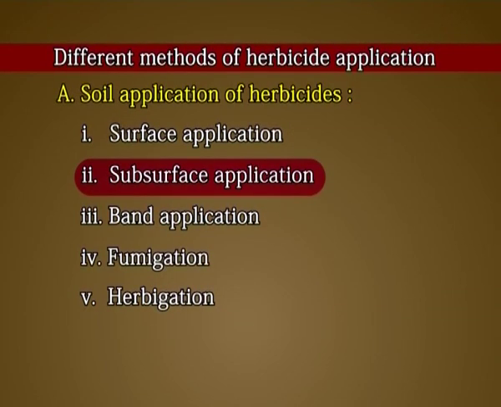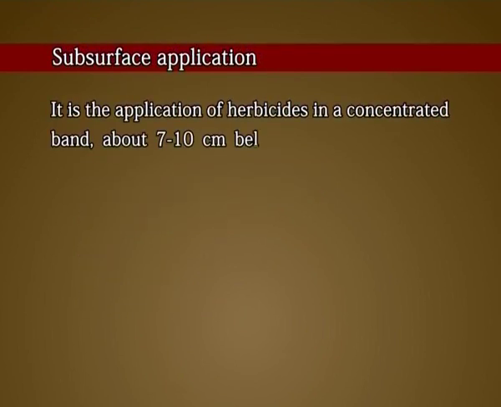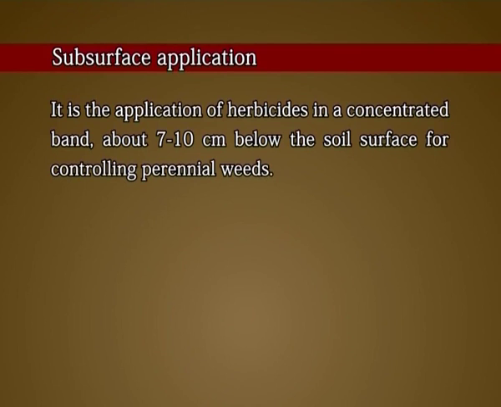Number 2, subsurface application. It is the application of herbicides in a concentrated band about 7 to 10 cm below the soil surface for controlling perennial weeds. For example, Cyperus rotundus is controlled by injecting herbicides into the lower layers of the soil at several points.